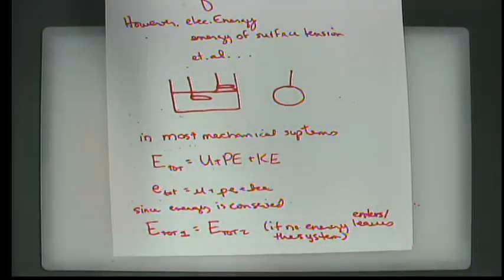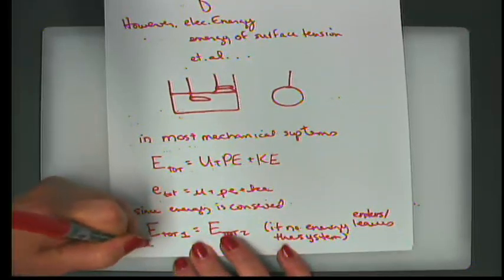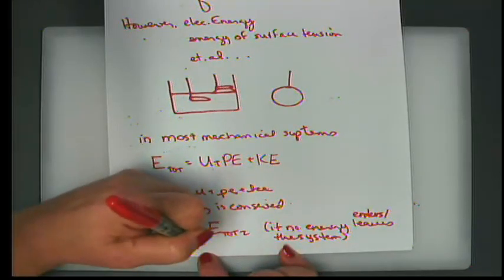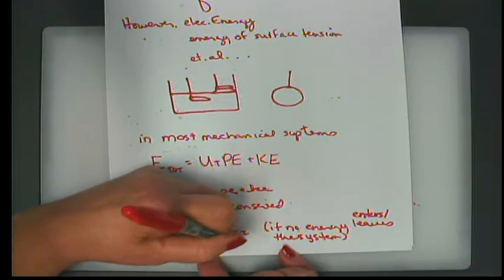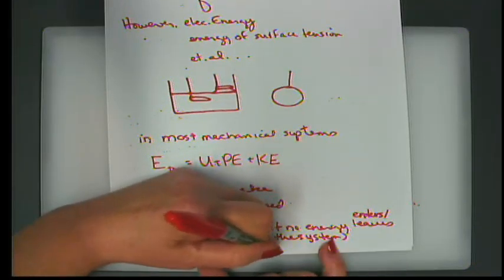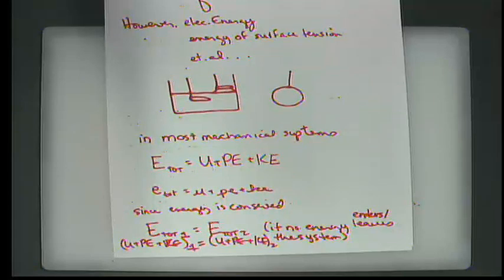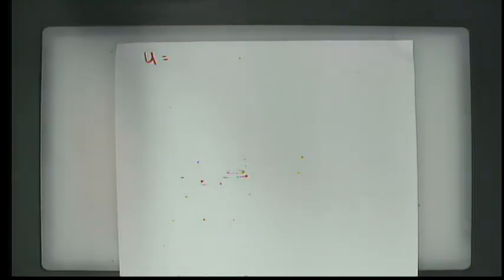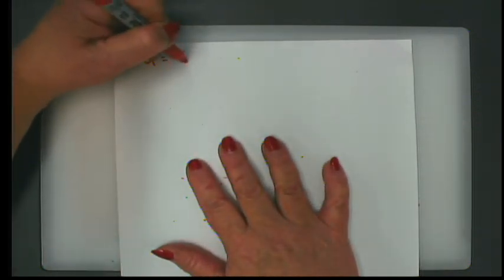Okay, so you can still have these changes of forms within the system. U plus PE plus KE at time 1 equals U plus PE plus KE at time 2. So this asks a lot of questions that we're going to address today and in the immediate future. But for now, let's talk a little bit about internal energy, U, because I think we already are fairly familiar with potential energy and kinetic energy.